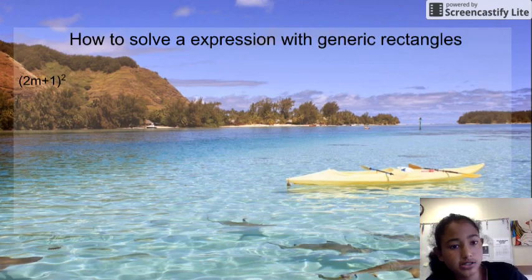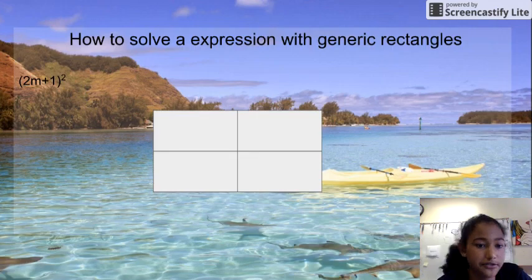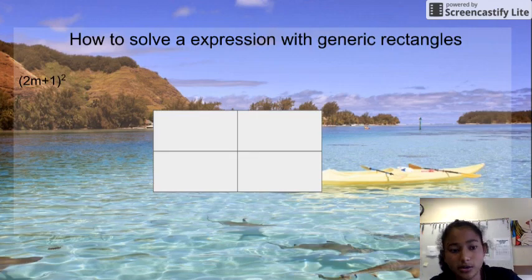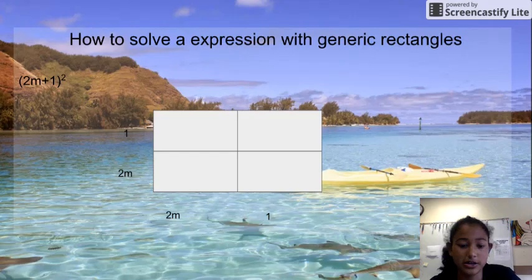So to solve this, we're going to be using a generic rectangle that looks like this. And we're going to be setting it up so we can multiply everything to get our answer. So you want to put 2m and then plus 1 on the bottom of the rectangle. And if you flip it over, you can just do the same thing and put 2m plus 1. To make this a little bit easier, I like to fill out the whole rectangle so you don't get confused. So I just put 2m plus 1 on all of the sides.